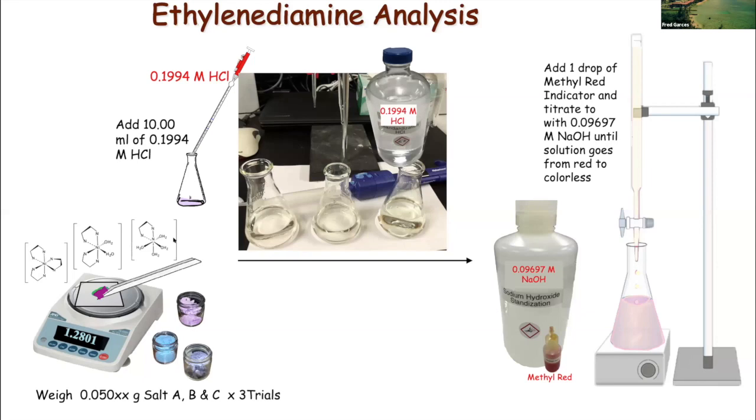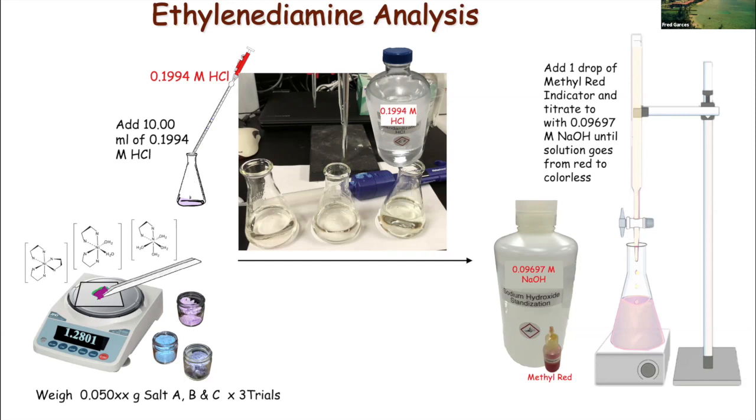And so the amount of hydrochloric acid that did react, which is the difference between the excess minus the moles of sodium hydroxide at the end point, well, that amount that did react, if you divide that by 2, because remember, it takes 2 hydrochloric acid for every 1 ethylene diamine, then you have the moles of ethylene diamine for your salt.